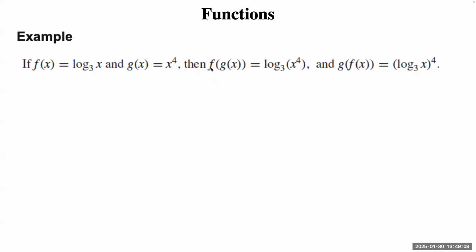So if I take f of x to the 4, in this formula everywhere I see an x, I put x to the 4th. That's where log base 3 of x to the 4th came from. Go the other way around, g of f of x. f of x is log base 3 of x, g of x is x to the 4th. So if I plug in log base 3 of x for x, I have log base 3 of x to the 4th power, which is what I have here. That's called composition of functions.